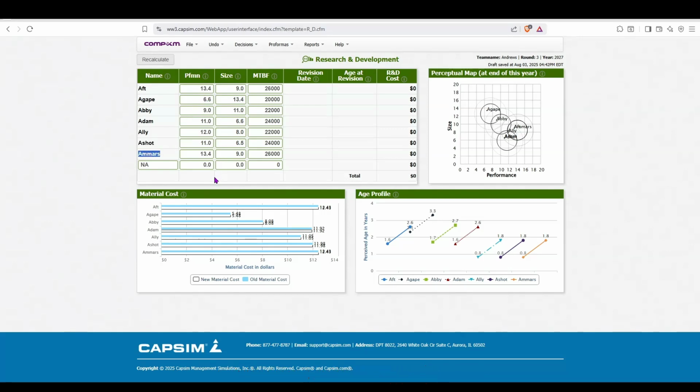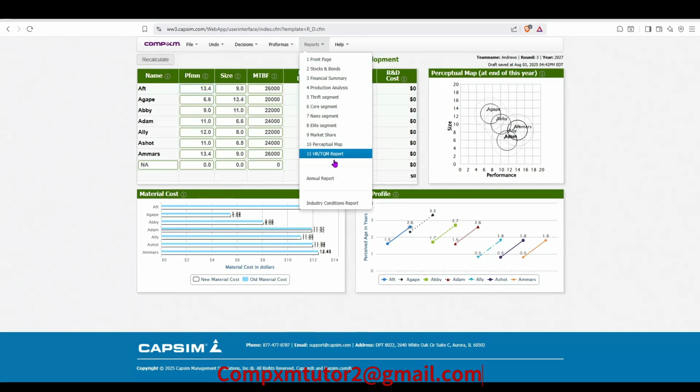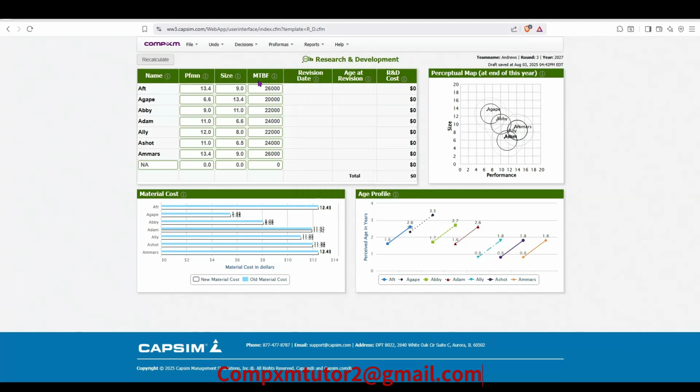I'm going to make decisions for these products, from R&D up to TQM, so that we can make decisions together and see our final score. For the R&D, after going keenly through the report, remember you need to go through the CompXM inquiry report to know which products come from which segment, like the thrift segment, core segment, nano segment, or light segment. It's also good to go through the industry conditions report to see how the ratings are moving for each product in each segment. After going through the two reports, I came up with these decisions.